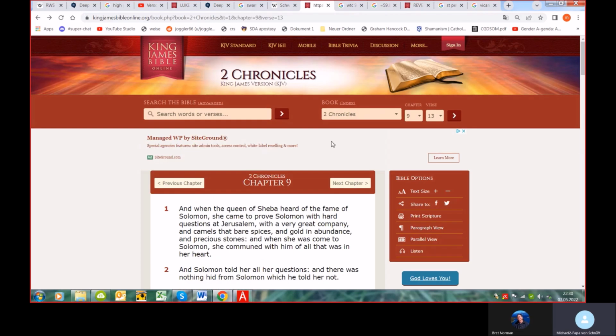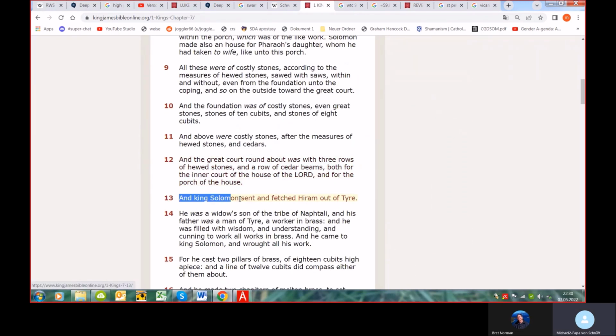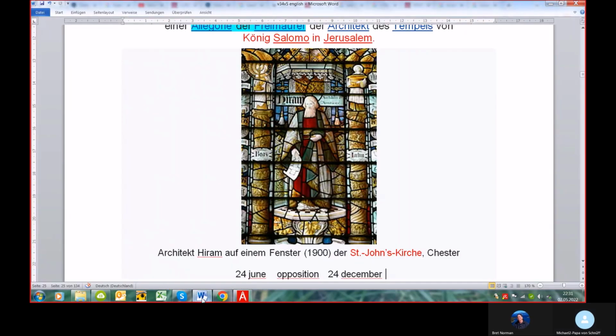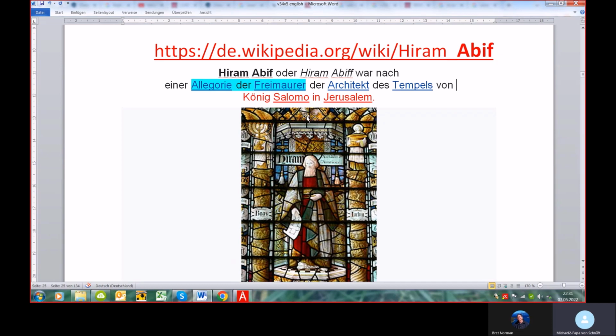Now I really have to move back to 1 Kings 7, verse 13. Because King Solomon sent out and fetched Hiram out of Tyre. He was a widow's son of the tribe of Naphtali, and his father was a man of Tyre, a worker in brass, and he was filled with wisdom and understanding and cunning to work all work in brass. And he came to Solomon and wrought all his work. So it was a Hiram out of Tyre. There is no Abiff mentioned. It is essential to realize that this is mixing the holy with the profane.